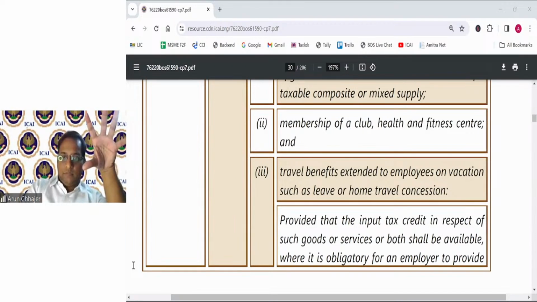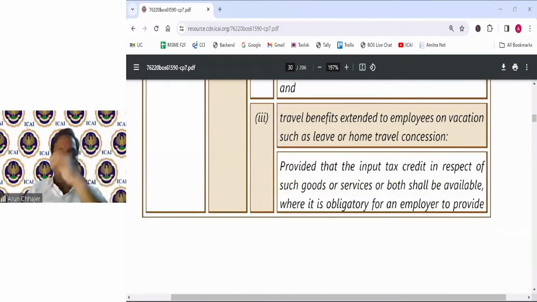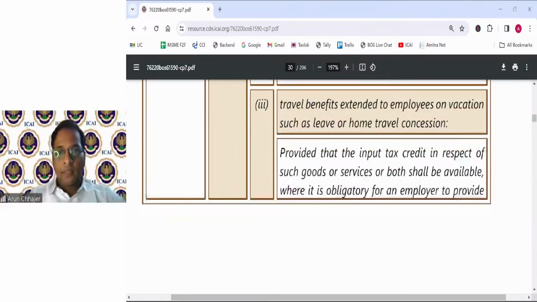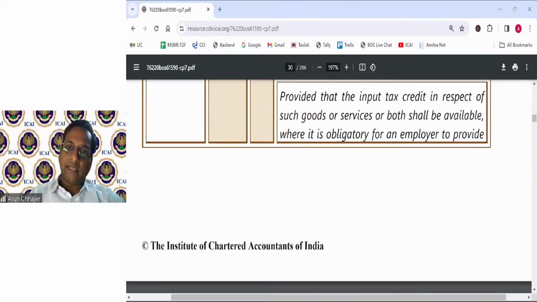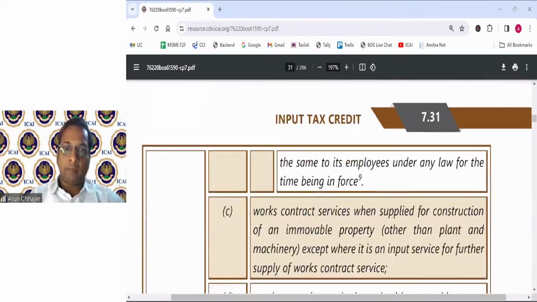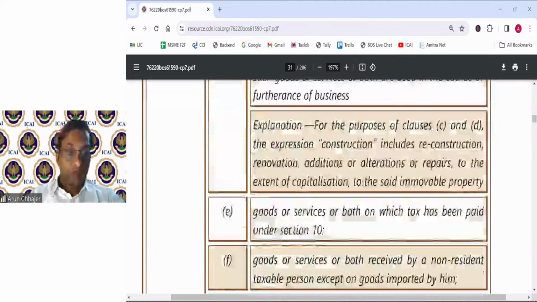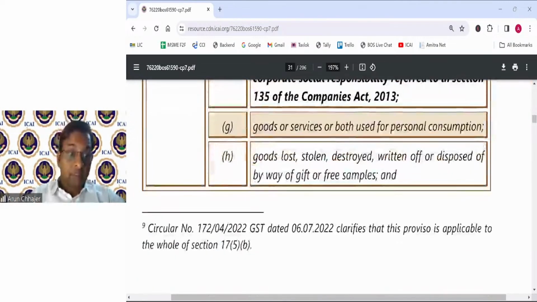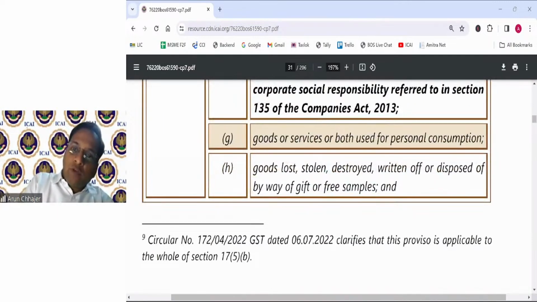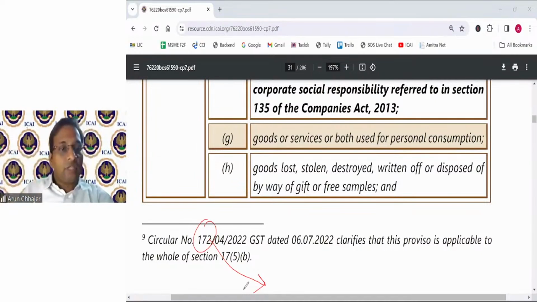Now the next point is under the blocked category, clause B, where we are talking about membership of a club and fitness center, and travel benefits extended to employees on vacation such as leave, home travel concession, etc. The proviso says that input tax credit in respect of goods or services shall be available when it is obligatory for an employer to provide to its employees under any law for the time being in force. For that, Circular 172 has been issued to clarify one biggest doubt for this particular provision.